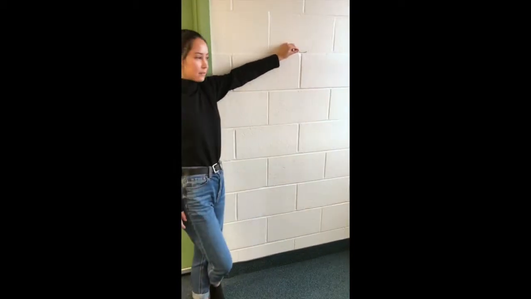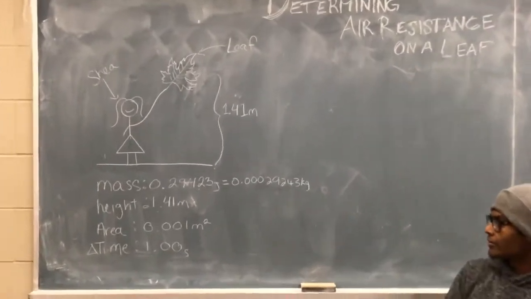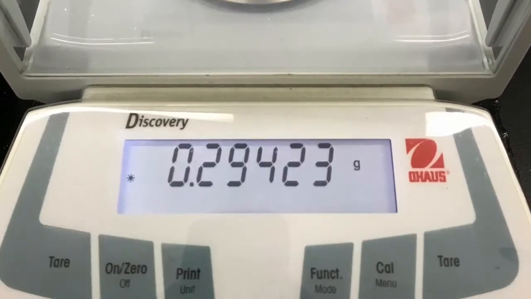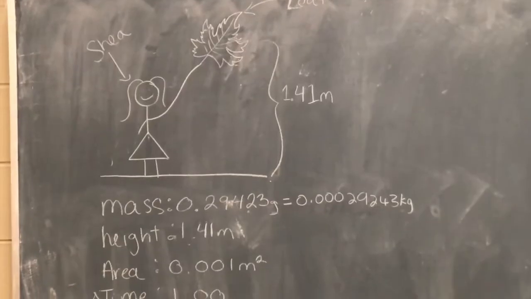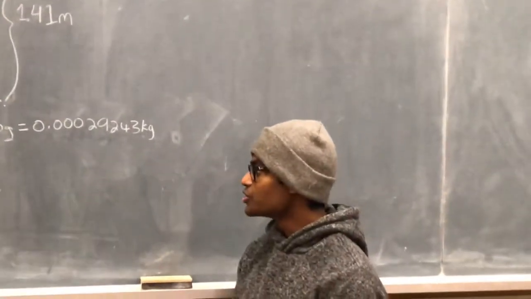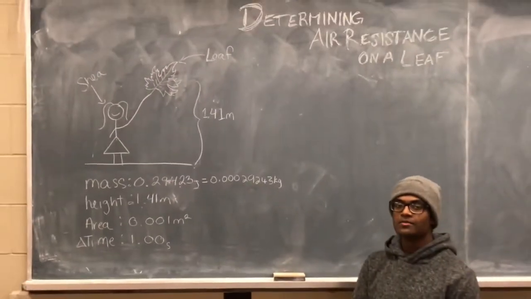Alrighty boys, for our experiment we decided to figure out the air resistance on a leaf. We did that by dropping the leaf from a known distance of 1.4 meters, as drawn in the diagram over there. The mass we calculated to be 0.29423 grams. The surface area was also measured using an app provided to be 0.001 meters squared. And the time it took to fall was recorded to be 1 second.